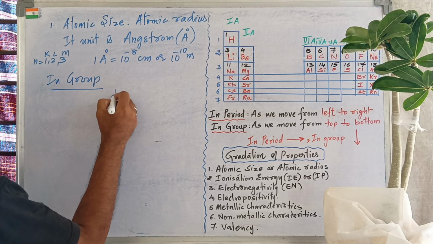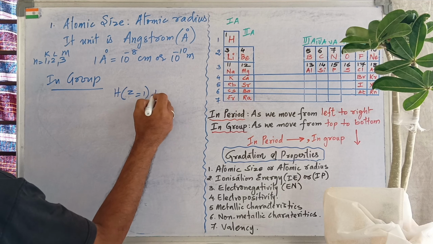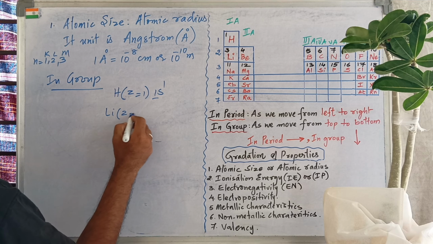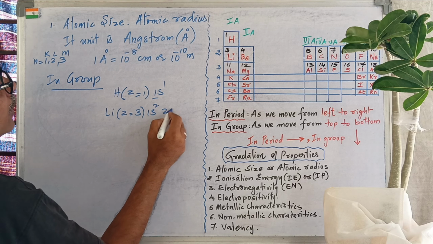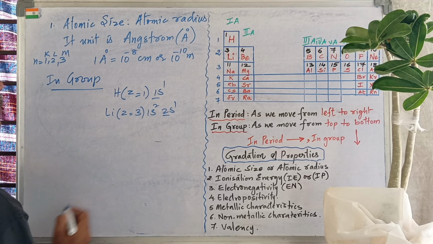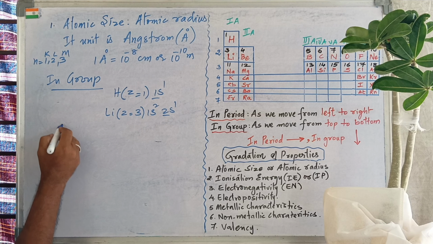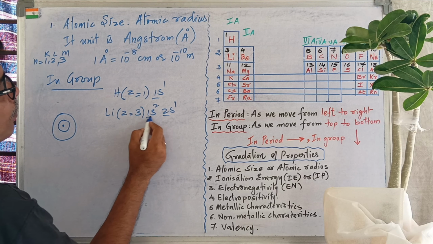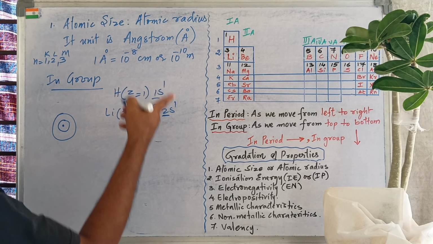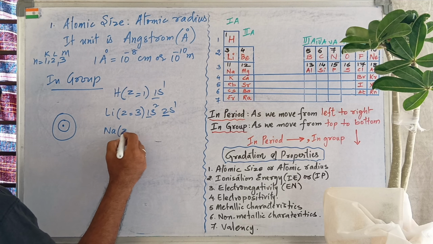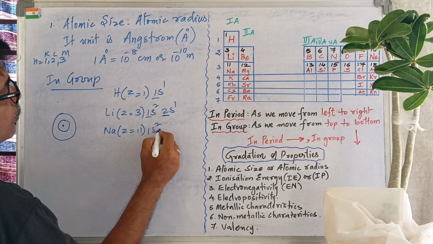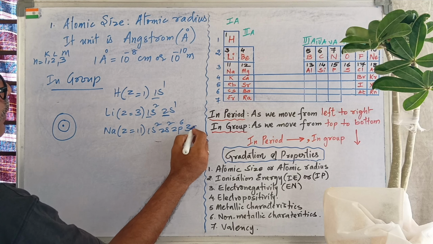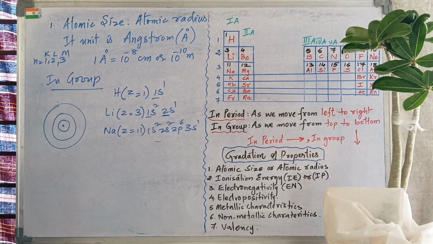What is the first element here? Hydrogen, number 1, 1s1. So it started with the K shell. Now lithium, number 3, 1s2 2s1. There is completely an additional shell. If I represent hydrogen like this, now for lithium I have to take one more shell. Then come down to sodium, whose atomic number is 11. So it's 1s2, 2s2, 2p6. Your n=2 is finished. Then comes 3s1, so you have an extra shell again.